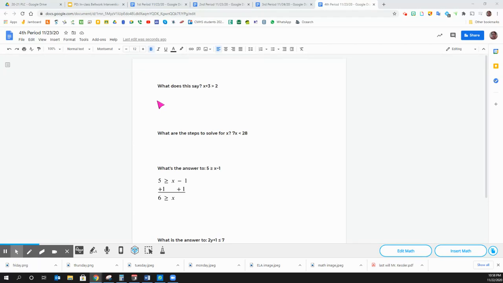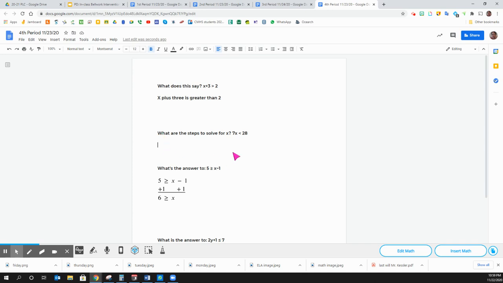Okay, during fourth period, you had a little mixture of different things just to test some basic skills. The very first question was, what does this say? And you had to choose the answer in written form. And what it said is x plus 3 is greater than 2. This is the greater than sign. X plus 3 is greater than 2.